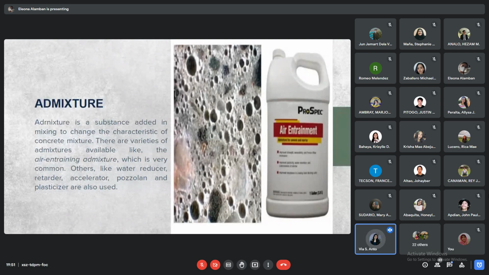So therefore, in conclusion, changes in gradation, maximum size, unit weight, and moisture content can all alter the character and performance of the concrete mix. So, admixture. What is admixture? Admixture is a substance added in mixing to change the characteristics of the concrete mixture. There are varieties of admixture available, like the air entraining admixture, which is very common. Others like water reducer, retarder, accelerator, pozzolan, and plasticizer are also used.